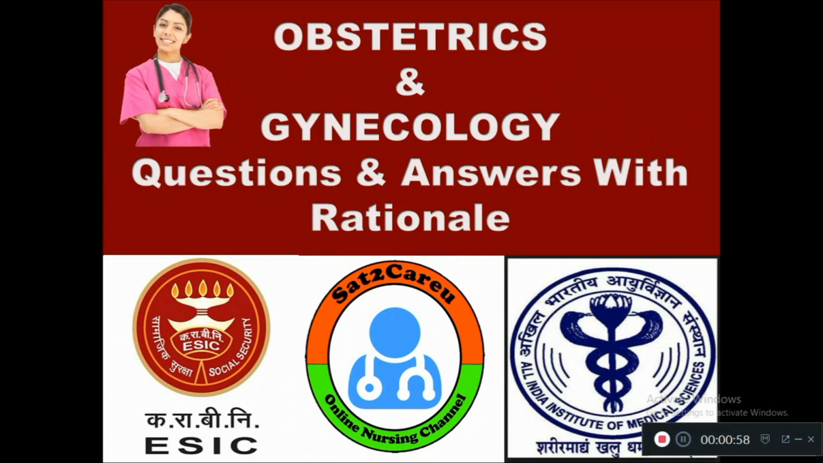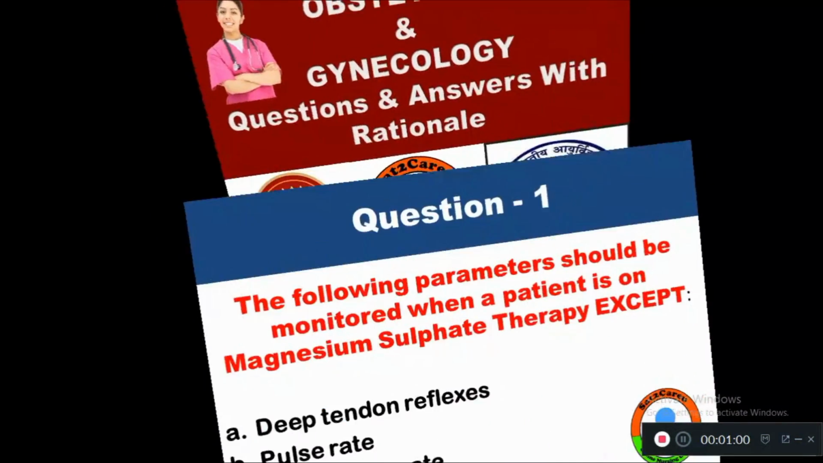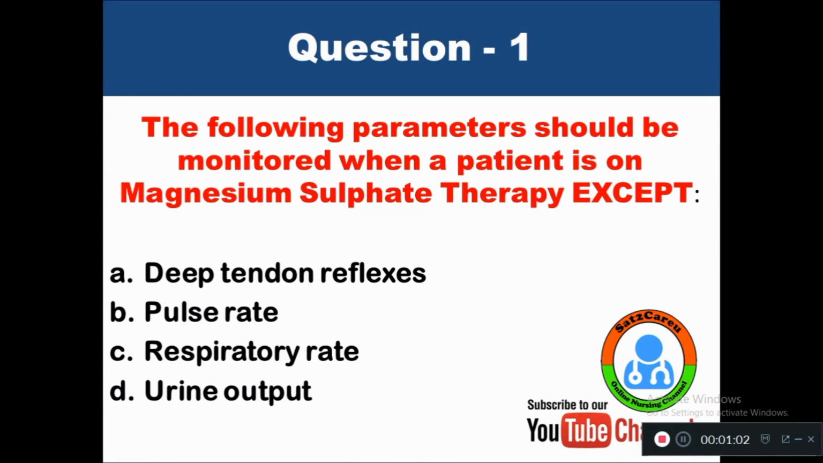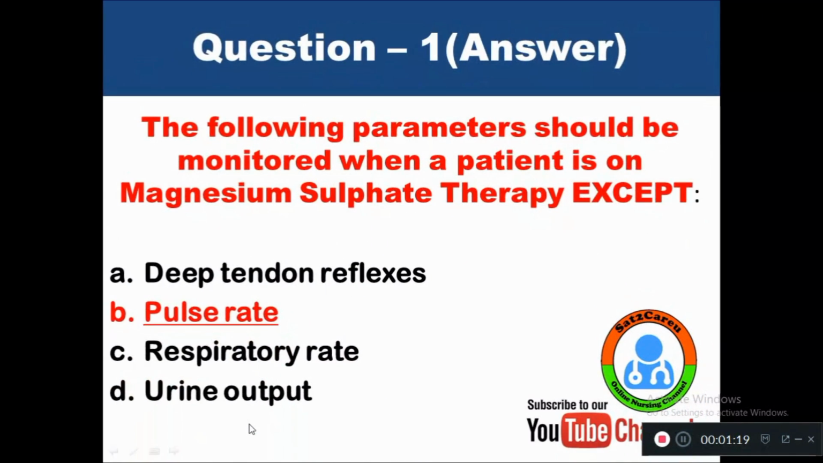Let's go for the first question of the day. The following parameters should be monitored when a patient is on magnesium sulfate therapy except: option A, deep tendon reflexes; B, pulse rate; C, respiratory rate; and D, urine output. The right answer here: pulse rate.